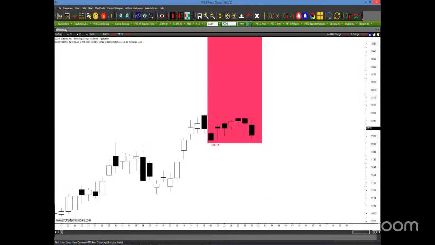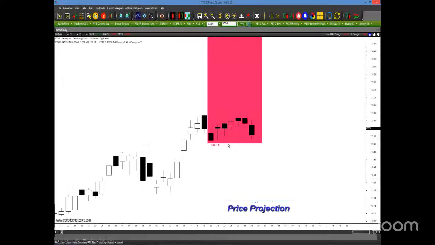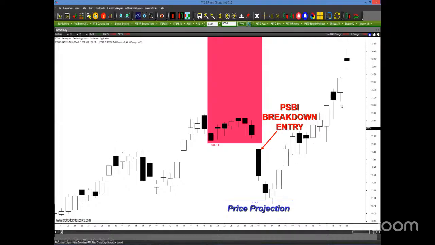Here's another example in DDOG of a breakdown. Click on PSBI, click on sell area, or actually you should be clicking on sell PP, I'm sorry. And there's the price projection, okay? In 3 days, you could have entered, gone short, covered your short before it went all the way back up.